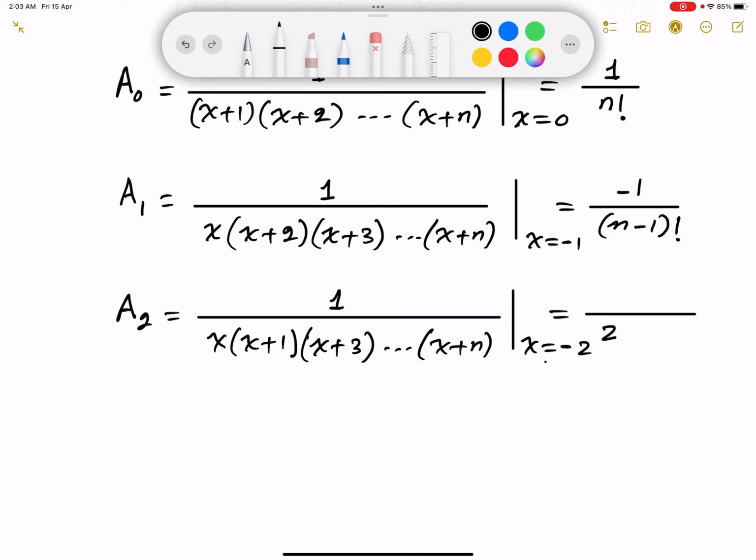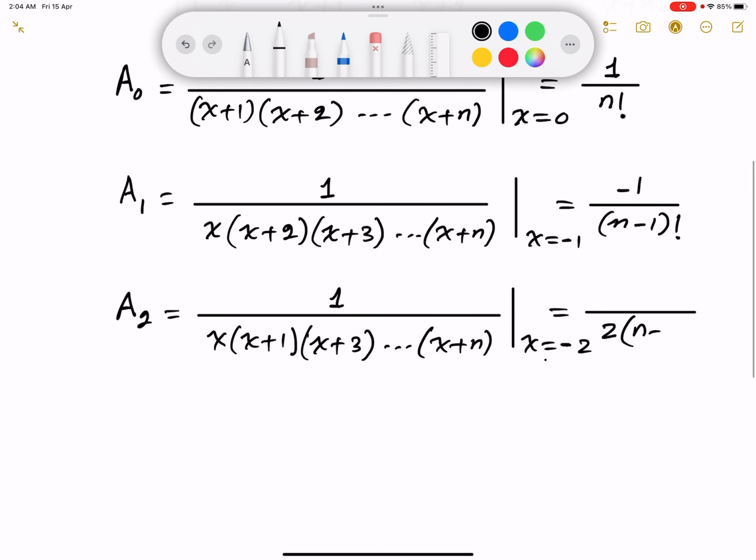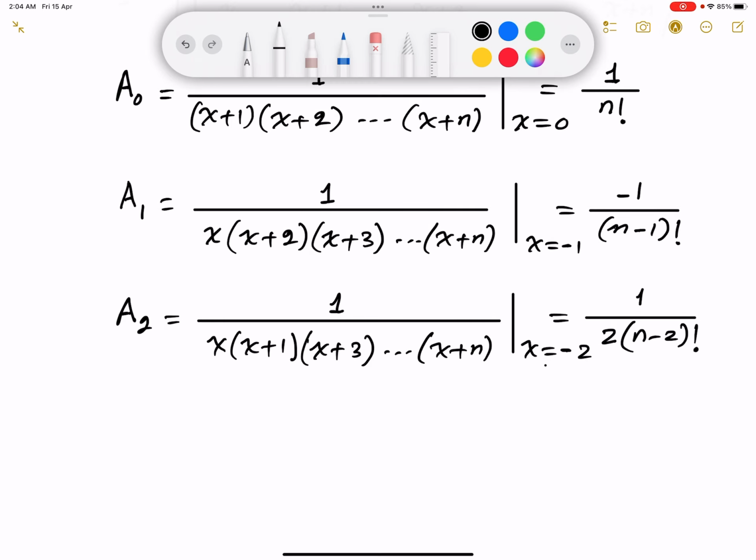Okay, and then minus 2 plus 3 is going to give us 1. Minus 2 plus 4 is going to give us 2, all the way to minus 2 plus n, which is n minus 2, so that's going to give us n minus 2 factorial, okay? And the numerator is going to be equal to 1, because minus 2 multiplied by minus 1 gives us 2 in the denominator.